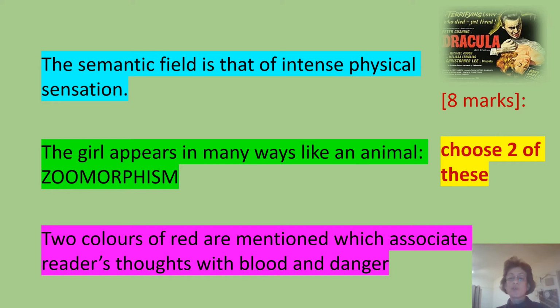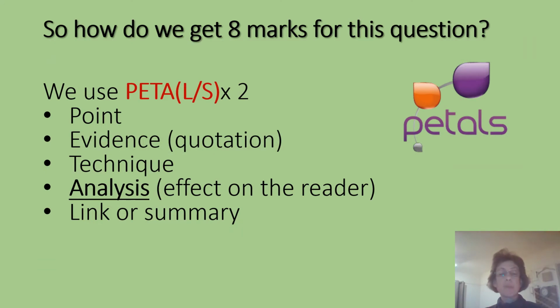In order to do a full Question 2 answer, you would need to choose 2 of these 3 topics. Because each one, if you follow the PETAL structure, should get you 4 marks, and therefore you do 2 to get 8 marks. Here is a PETAL structure. You use point at the beginning and then evidence, which is a quotation, to back up your point, mentioning the techniques therein and analysing the effect on the reader.